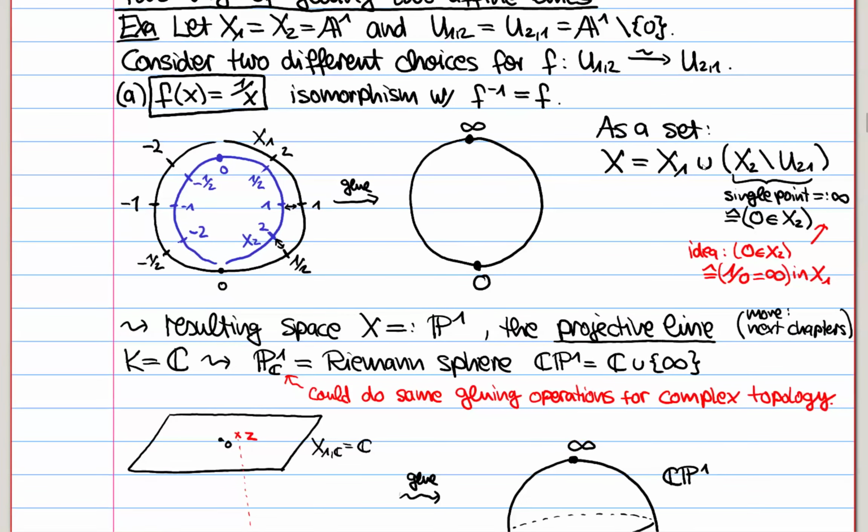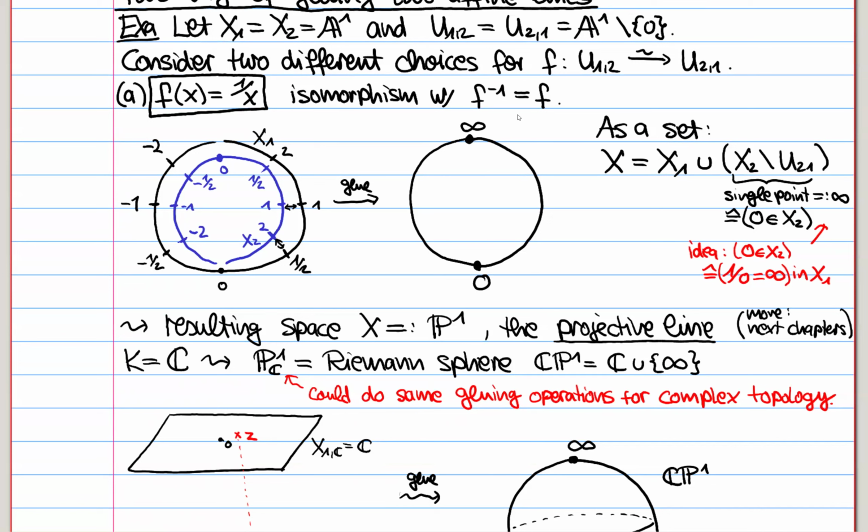The first one to look at is the function f(x) equals 1 over x. Certainly, if you have a non-zero number x, then 1 over x is still a non-zero number. And this is a well-defined map, and the inverse is just given by f itself, because 1 over 1 over x is equal to x. So this is all the data that we need, two spaces and a map between the designated overlaps. And so what do we get?